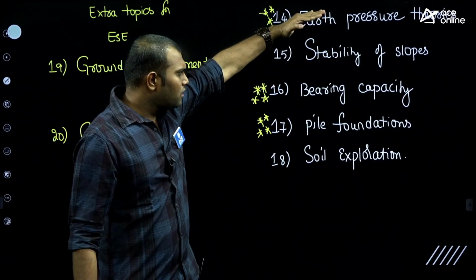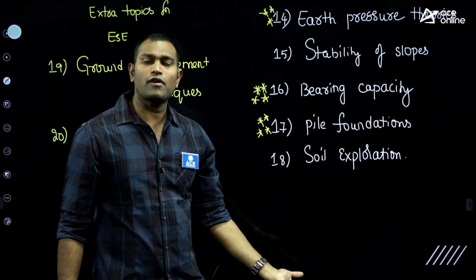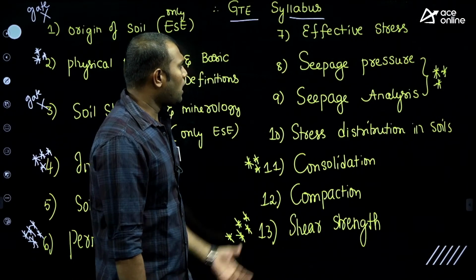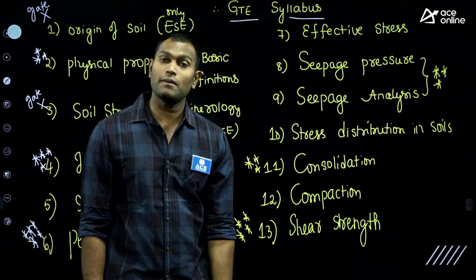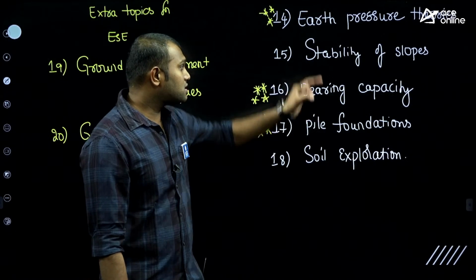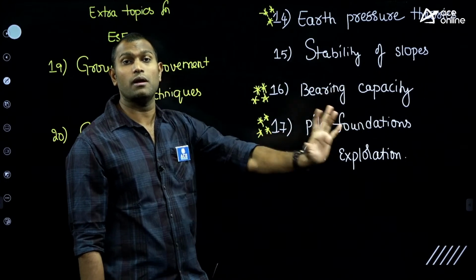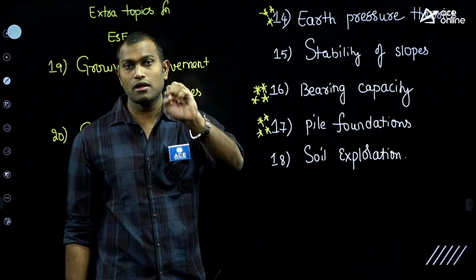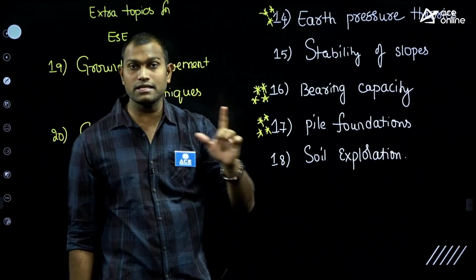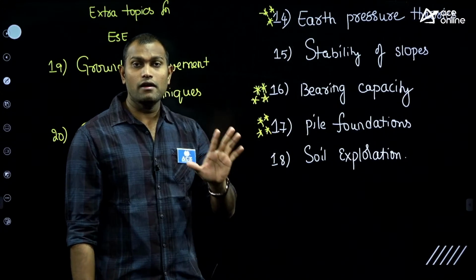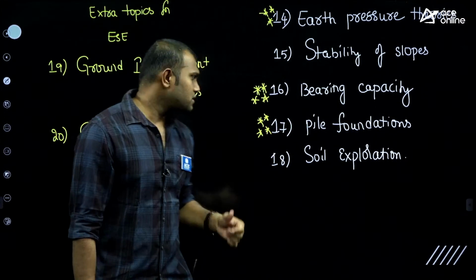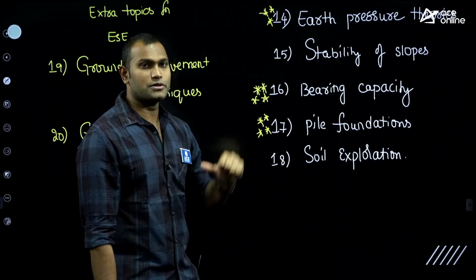You know what? Only 5 chapters from the foundation engineering and 13 chapters from the soil mechanics. But these 3 chapters bear a weightage of minimum 5 marks. These 3 chapters bearing 5 marks are bearing capacity, pile foundation and earth pressure theories.